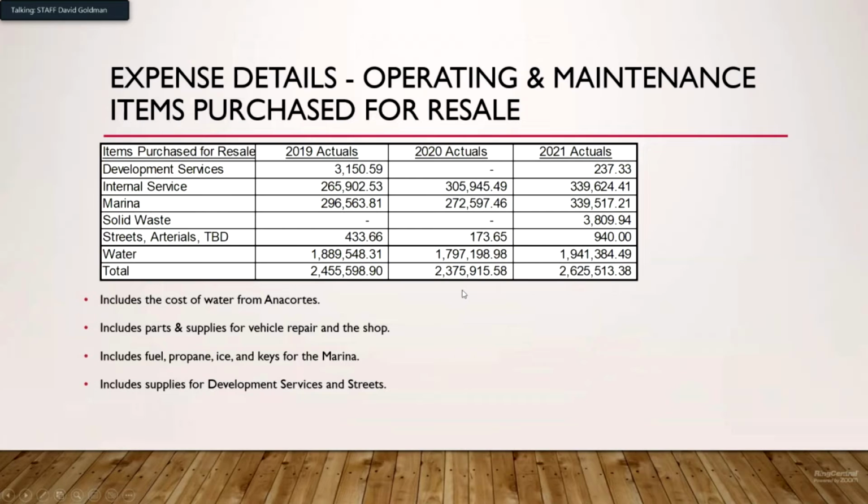So items purchased for resale include the cost of water from Anacortes, parts and supplies for vehicle repair in the shop, fuel, propane, ice, and so on for the marina, and supplies for development services and streets. So you can see how they're broken down in the different component parts over here. Water is really the cost of Anacortes. It's the largest one in this row here, about 1.9 or so. This 2020 was a little lower, but about 1.9 million a year for that.